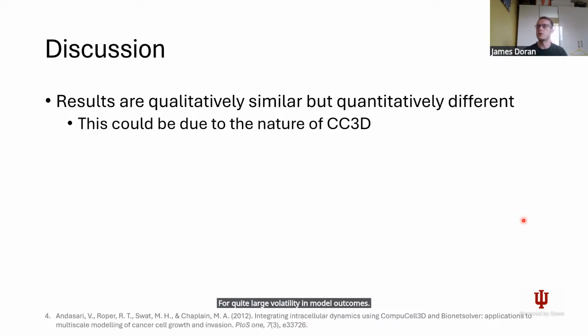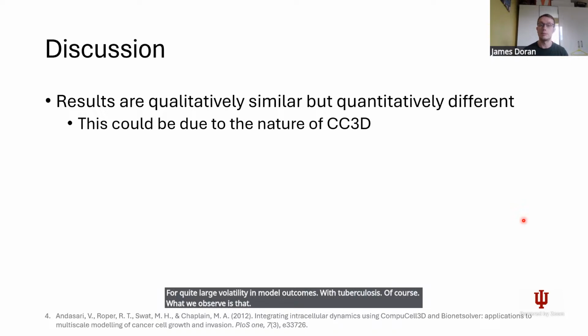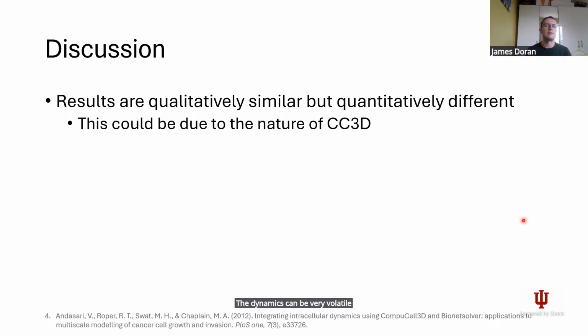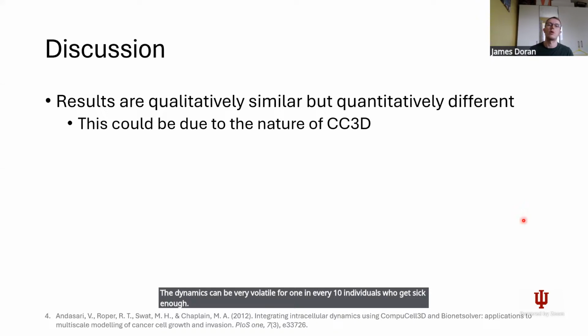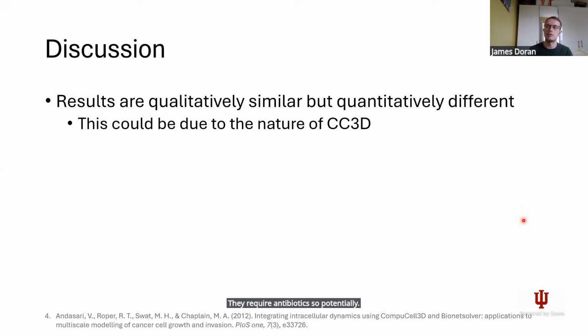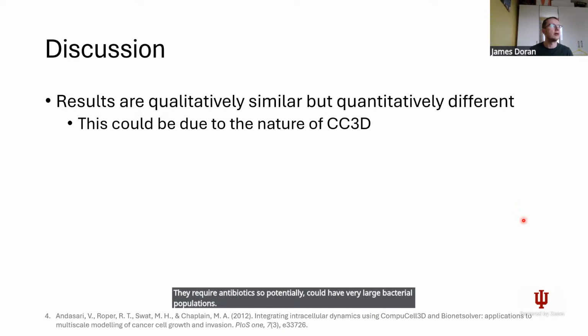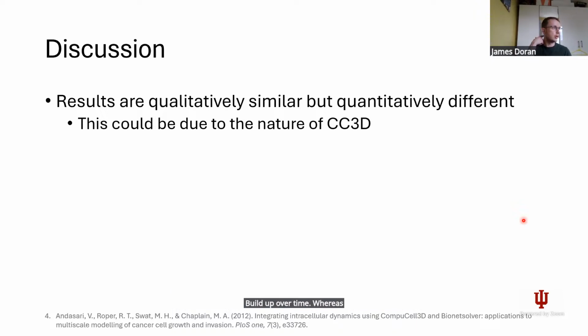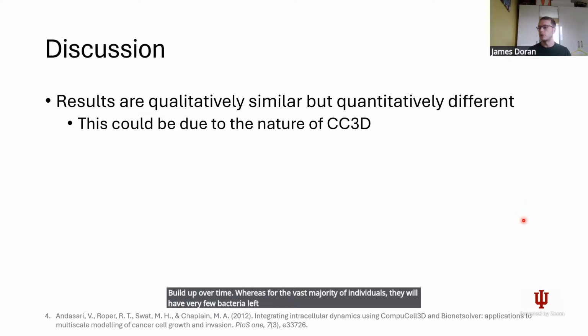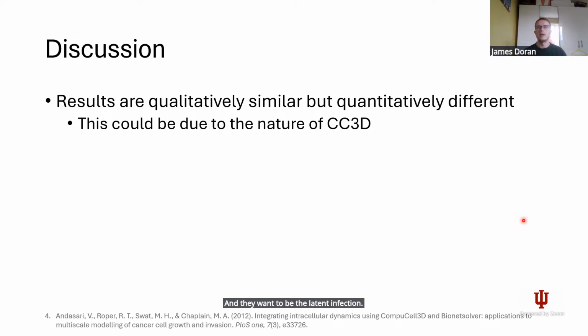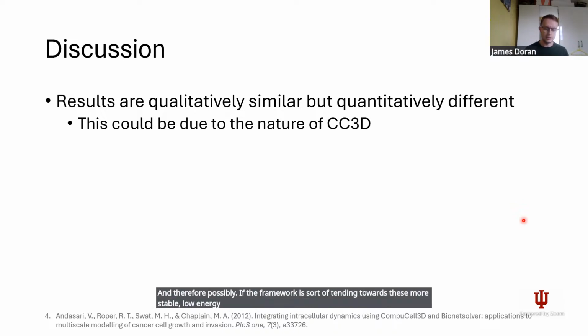With tuberculosis, of course, what we observe is that the dynamics can be very volatile. For 1 in every 10 individuals, they get sick enough that they require antibiotics, so potentially could have very large bacterial populations build up over time. Whereas for the vast majority of individuals, they will have very few bacteria left, if any. They may not know they ever got sick. They may naturally recover, and they wind up with a latent infection. So inherently in the real world, this is a very volatile disease to model, and therefore possibly if the framework is tending towards these more stable, low energy configurations, this may be harder to capture.